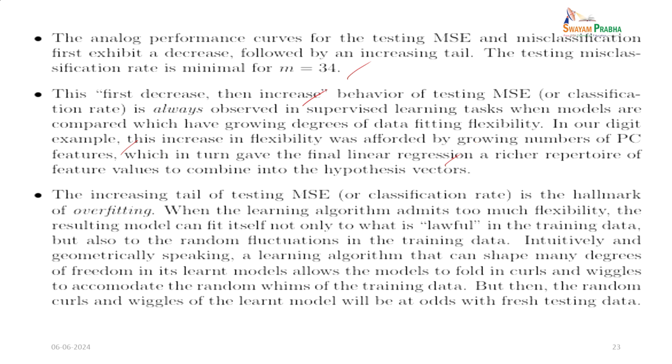So the increasing tail of the testing MSE or misclassification rate is a hallmark of overfitting. When the learning algorithm admits too much flexibility, the resulting model can fit itself not only to what is lawful in the training data, but also to random fluctuations in the training data. Intuitively and geometrically speaking, a learning algorithm that can shape many degrees of freedom in its learned models allows the model to fold in curls and wiggles to accommodate the random whims of the training data, but then the random curls and wiggles of the learned model will be at odds with the fresh testing data.